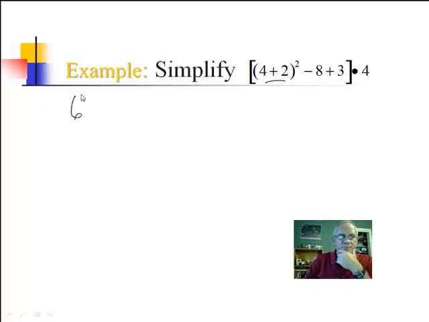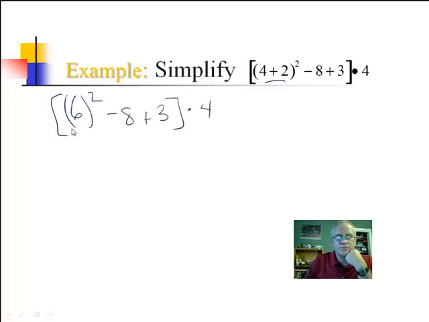So then I do 4 plus 2 is 6. So now I have 6 squared. Now I'm just going to work this out one step at a time. So I still have the minus 8 plus 3, and then we have the times 4 here at the end. Okay, so that's the first thing we did. 4 plus 2 is 6.